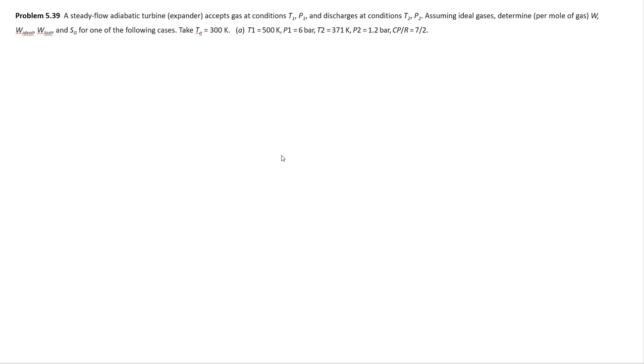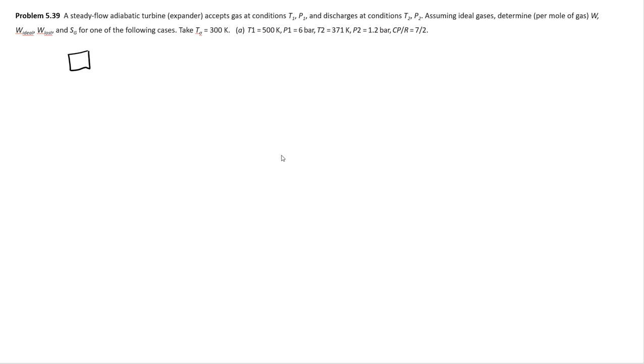This is problem 539. A steady flow adiabatic turbine or expander accepts gas at conditions T1 and P1, discharges at T2, P2. Assuming ideal gases, determine per mole of gas the real work, the ideal work, the lost work, and the total entropy generation for the following case.